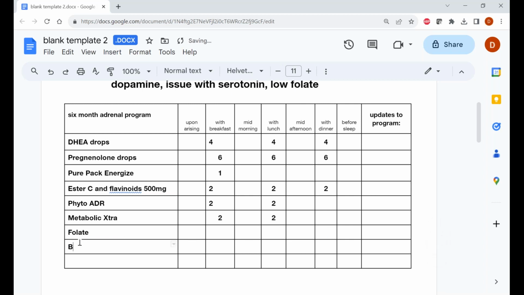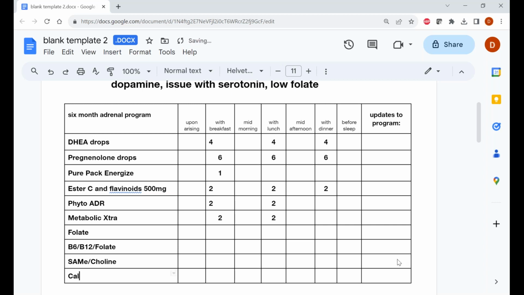There's products that you can get that have B6 and B12 and folate all together. That's another option. A lot of practitioners like to use SAMe and choline to help with the methylation part of this. And then you may, depending on how the labs shake out, want to use something like calcium D-glucarate or DIM.